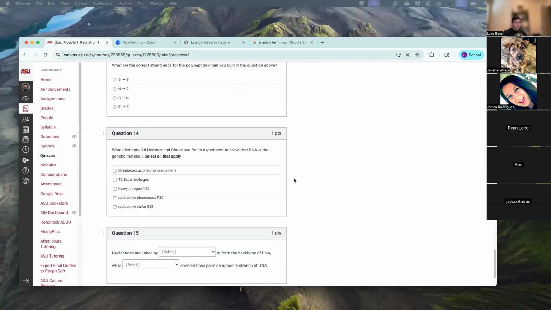Feel free to use Google as well to make sure which type of bacteria or bacteriophage was used. As you see, one option, this strep option, is just bacteria, and then the T2 is the actual bacteriophage.